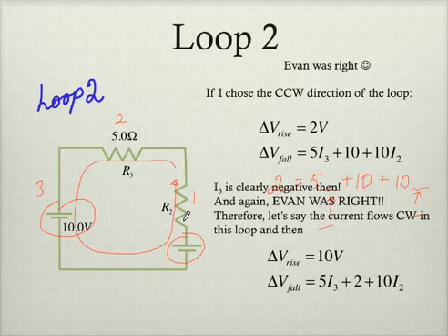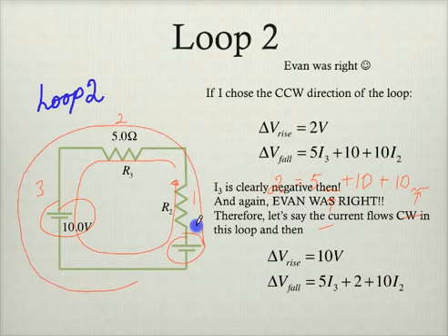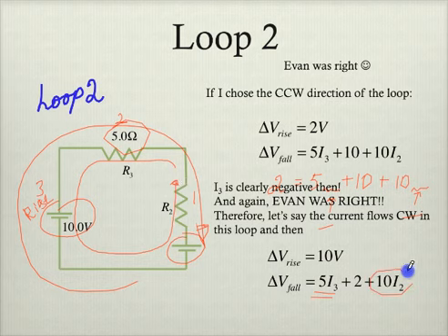So the correct direction of the current in this loop is actually that way. In this case, this right here is my rise, which is 10. And then if I rise here, I fall on this guy, which gives me 5I3. I also fall on that guy, which gives me 10 times I2. And we also fall on the 2-volt battery, which is right here, 2 volts.